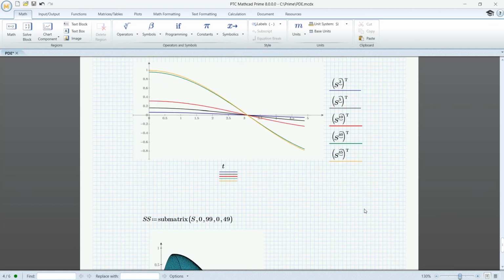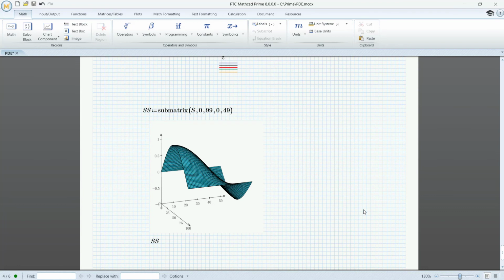And finally, we have a 3D plot. This is the initial position of the string. Here we have the final position of the string.